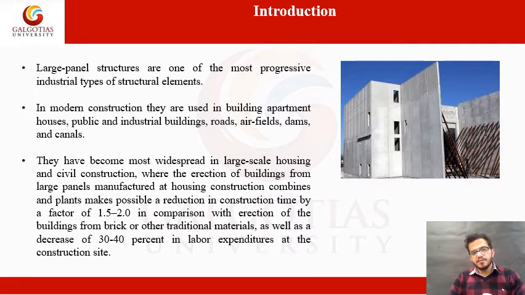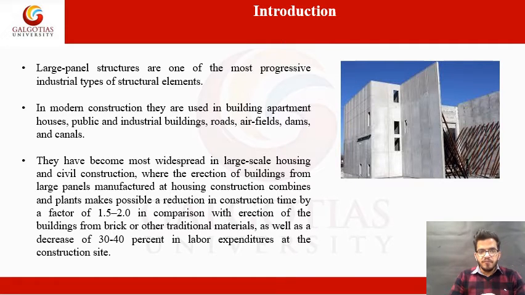Large panel structures are one of the most progressive industrial types of structural elements. The large panel structural system is the most progressive industrial type of construction nowadays. In modern construction, they are used in buildings, apartments, houses, even public and industrial buildings, roads, airfields, dams, and canals. There are various fields where this type of technology has been introduced.